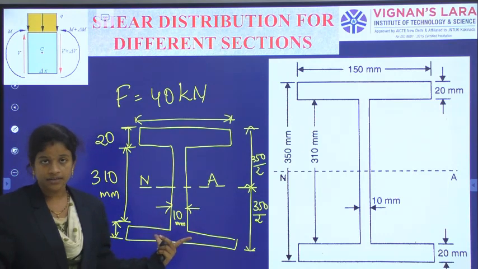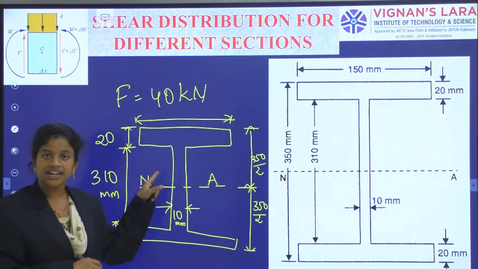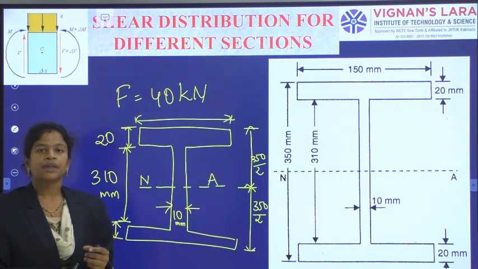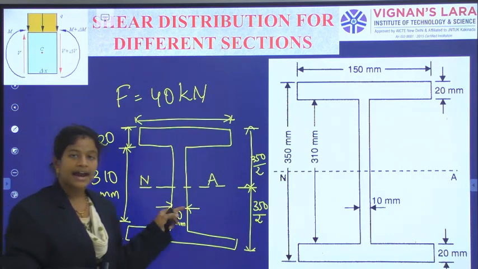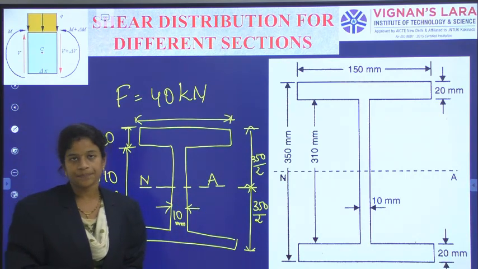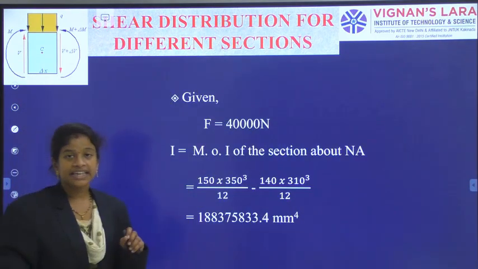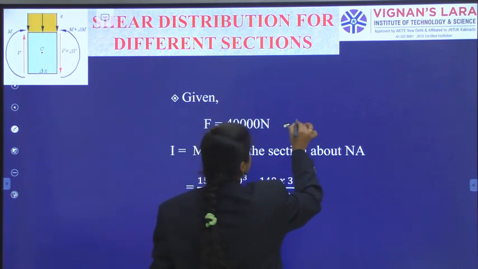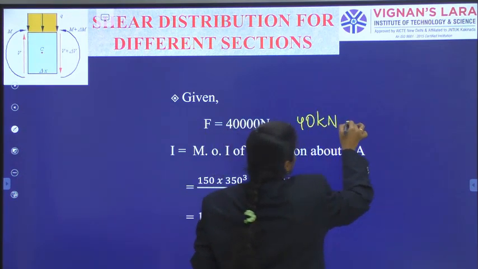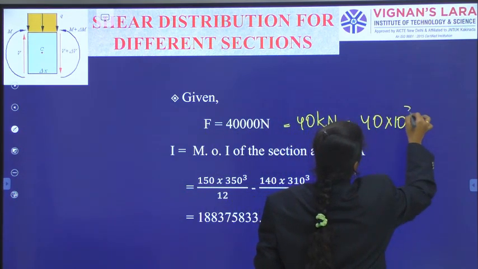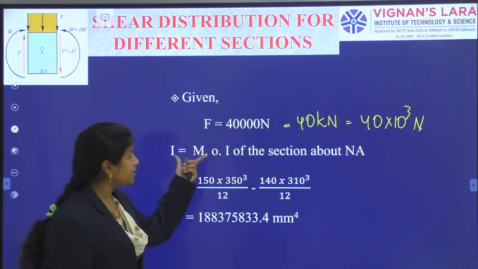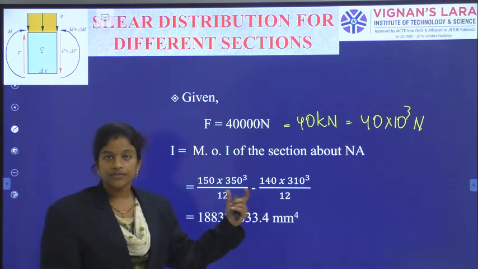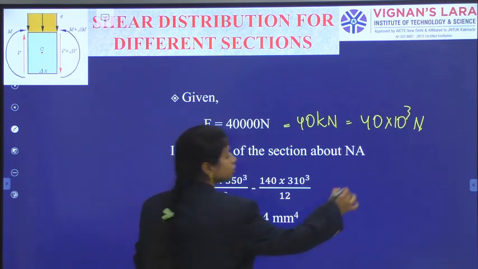Generating the section is important. You should draw the figure. After seeing the problem, we should generate the cross section, indicate the neutral axis, and then go into the maximum shear stress calculation, because at the neutral axis level only maximum shear stress will come. Now, the given data: capital F is equal to 40 kilonewtons, which is 40 into 10 cube newtons. And capital I is the moment of inertia of the whole I section about the neutral axis.